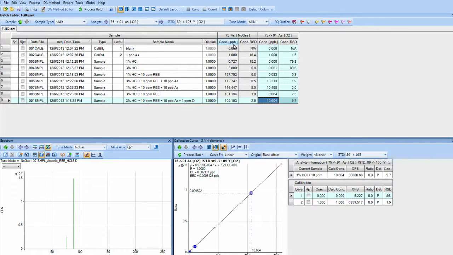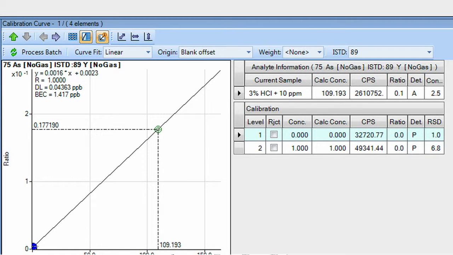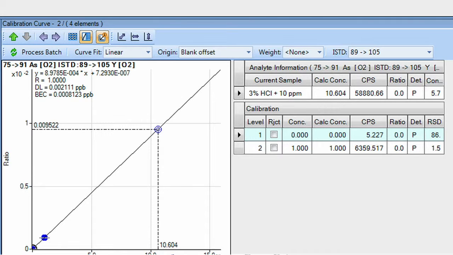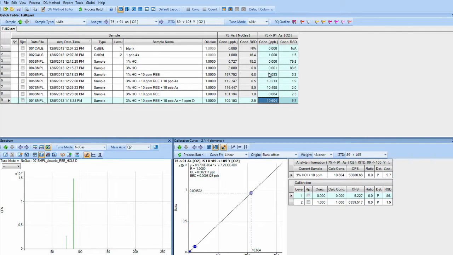We did our calibration for 75 arsenic in no gas and 75 mass shift to 91 in oxygen mode. In 75 no gas, which we calibrated in 0.5% HCl, we have a detection limit of only 40 ppt with a BEC, or background equivalent concentration, of 1.4 ppb. In the 75 mass shift to 91 mode, we have a detection limit of 2 parts per trillion and 800 ppq BEC. So now let's go and look at our data.